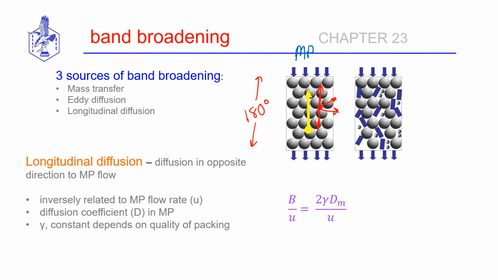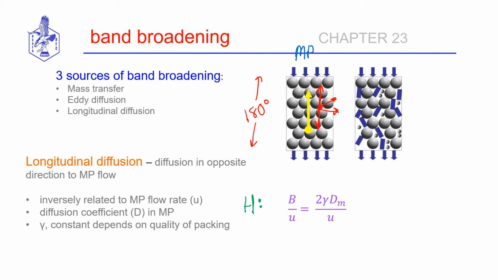Obviously, if a molecule moves in that direction, the molecules ahead of it are going to come out sooner. So that is the impact of longitudinal diffusion. The mathematical dependence of this factor to the plate height, h, is expressed according to this equation, which is going to be inversely related to the flow rate of our mobile phase.